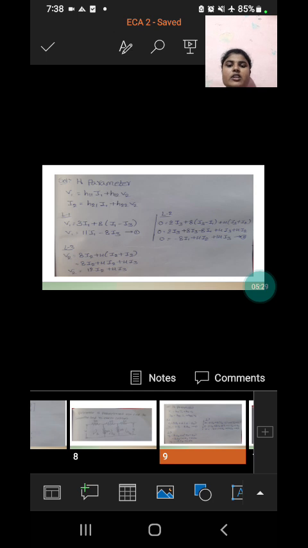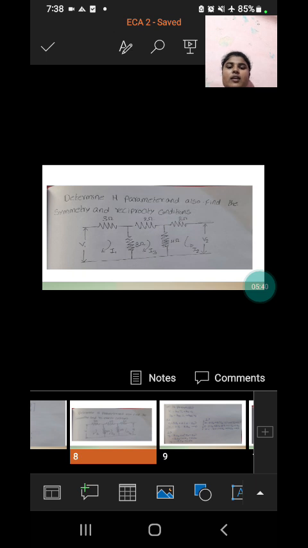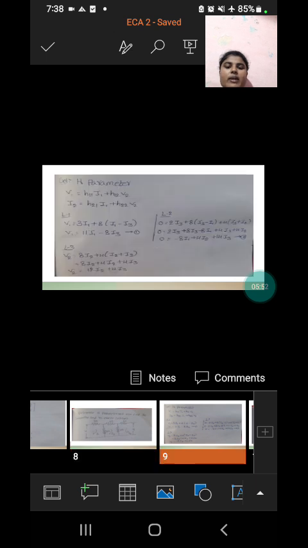H parameter general equation: v1 equals h11 i1 plus h12 v2, i2 equals h21 i1 plus h22 v2. And loops: here the first loop is considered as i1, the second loop as i3, and the last loop as i2. Here the i1 and i3 loops are in the same direction, that's why it is written as minus.